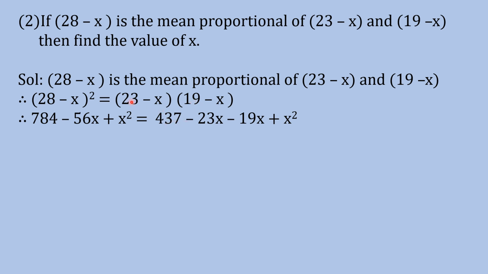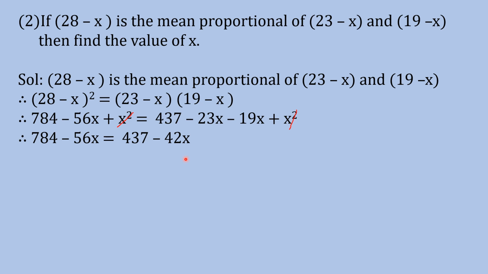Then you'll multiply 23 into minus x, you'll get minus 23x. Then you'll multiply minus x into 19, you'll get minus 19x. Then minus into minus plus, x into x, x square. So you can see here students, both x square will cancel. So when both the terms get cancelled students, now we'll write down our remaining part. So it will become 784 minus 56x equal to 437 minus 42x, because 23x plus 19x you'll get 42x with minus sign.